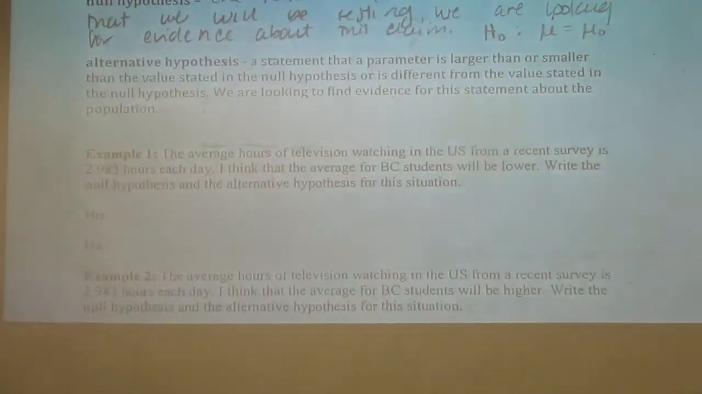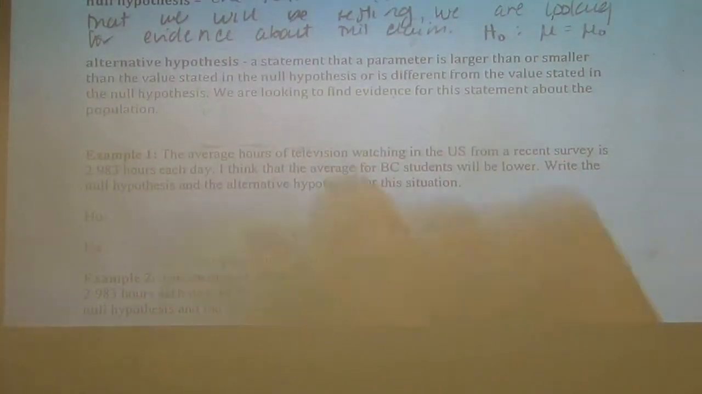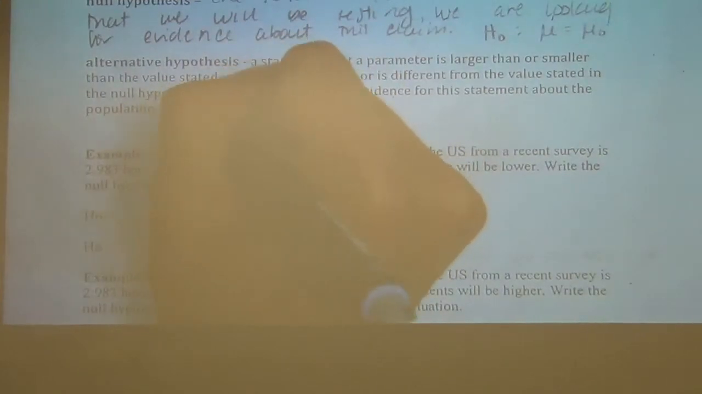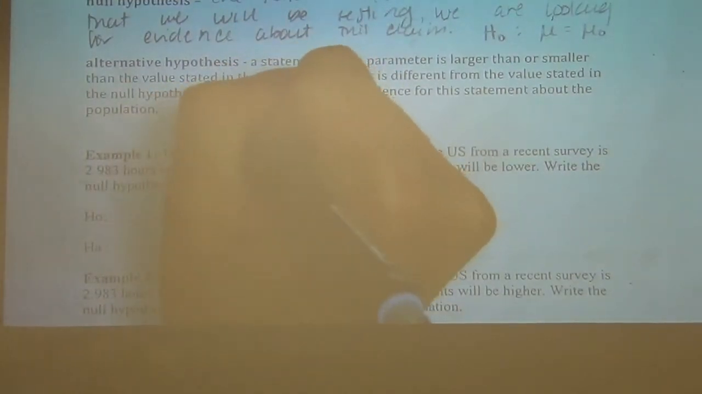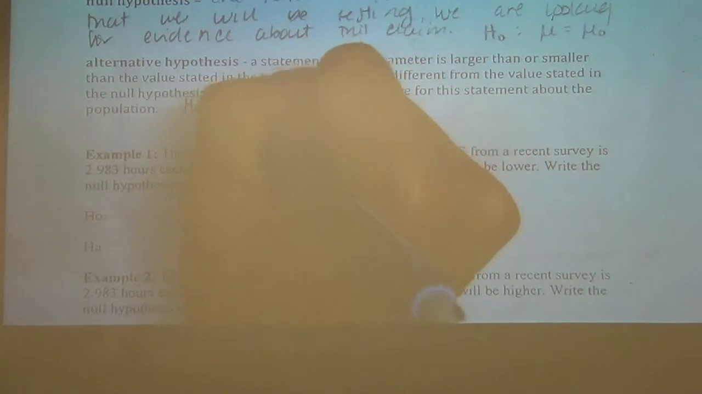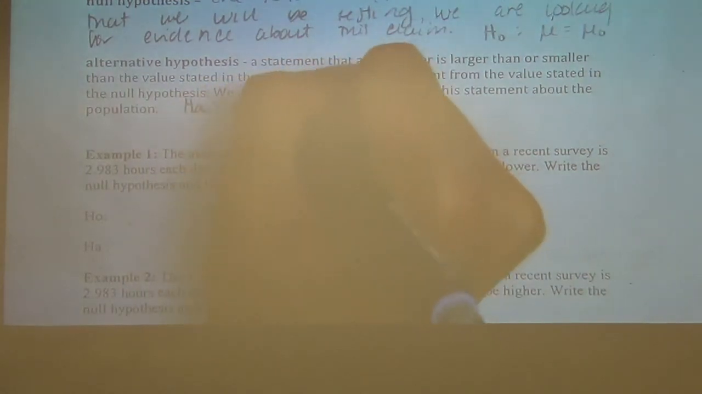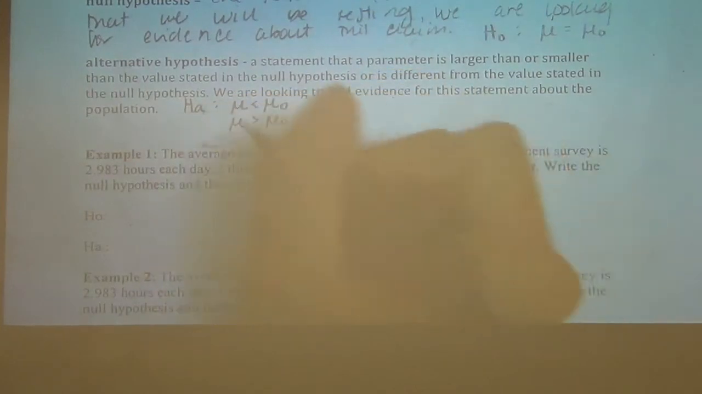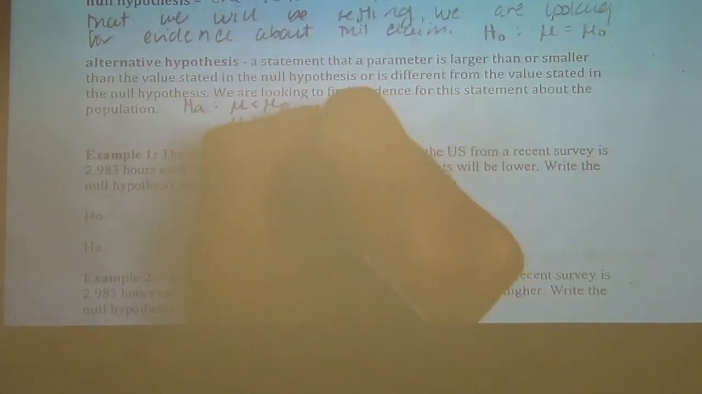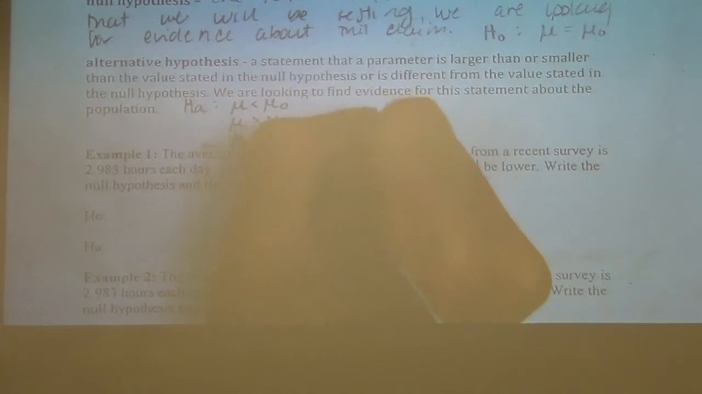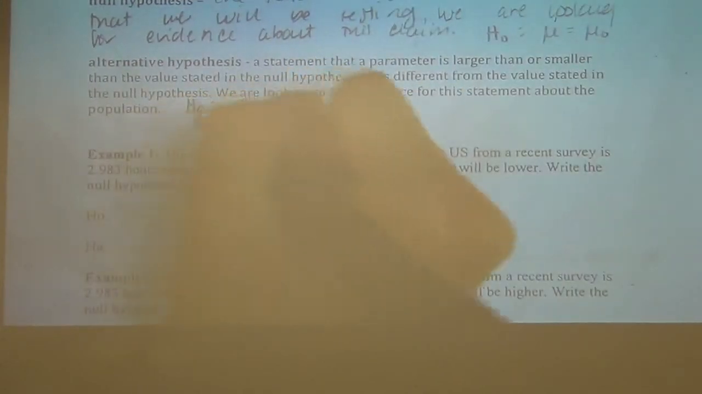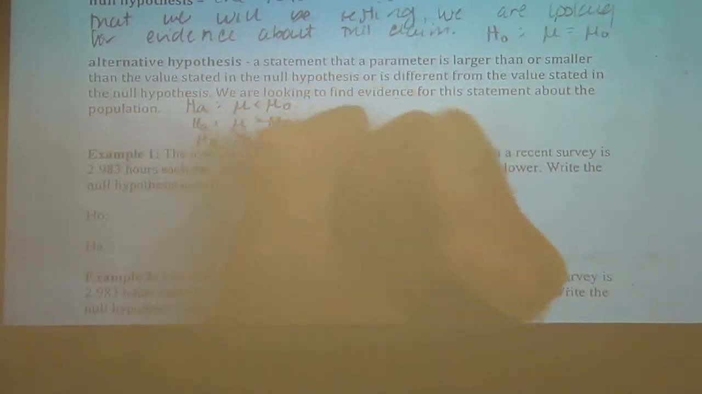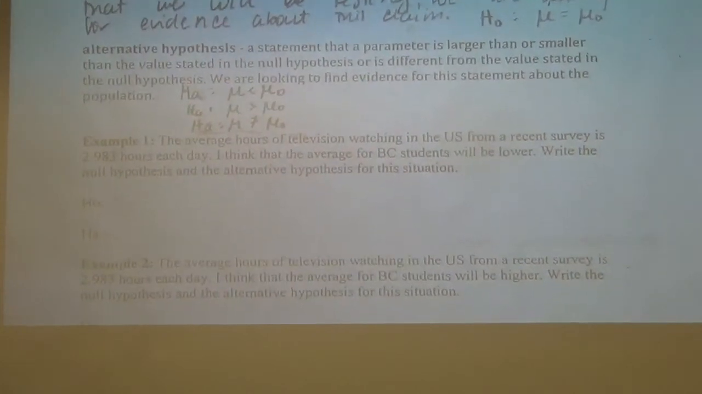So this will take three different forms. I'll denote it HA for alternative hypothesis. That the population mean will be less than the null mean, it could be greater than the null mean, or it could be simply not equal to the null mean. So HA will take this form when we go through that.